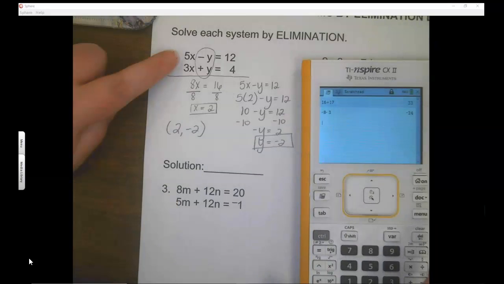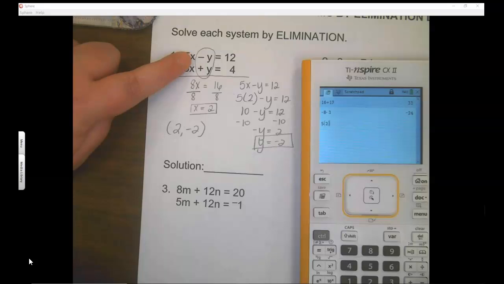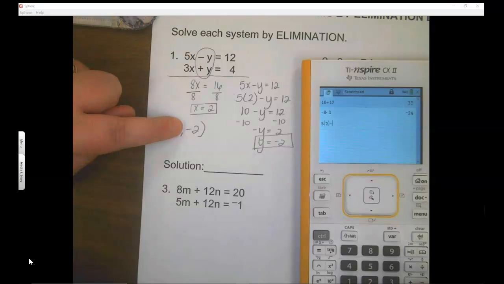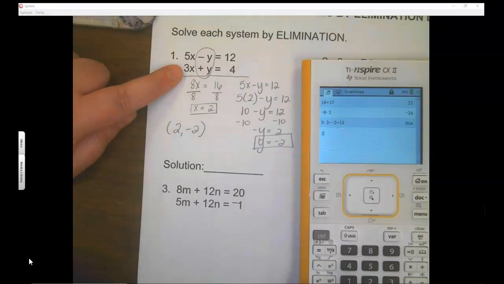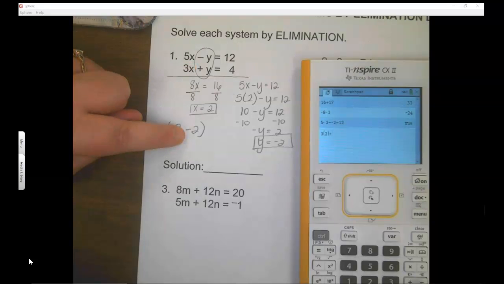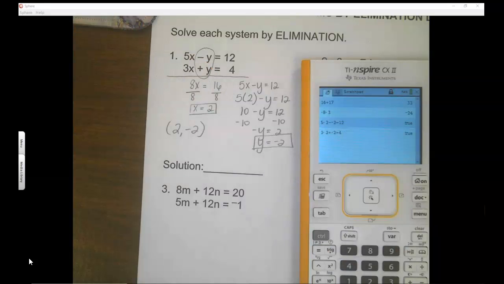So I'm going to do 5 times x. X is 2. Minus negative 2 equals 12. And I get that one's true. So I'm going to check my next one. 3 times x, which is 2, plus my y, which is negative 2, equals 4. And that one's true. So it worked for both. So it is my solution.